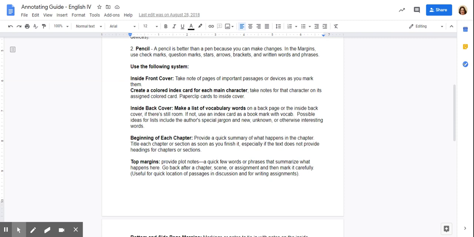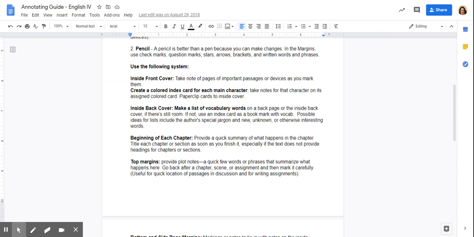Then we talked about writing a little summary at the beginning of each chapter. You might wonder why you're writing this at the beginning of the chapter, because you're going to read it, then go back and write it instead of writing it at the end of the chapter. The reason is that as you go back through the novel later, especially when you're writing the analysis paper, having these summaries at the beginning of each chapter is going to very quickly remind you what's happening in that chapter and help you locate certain events and things you're looking for in the book. So once you read the chapter, go back and write a little summary.